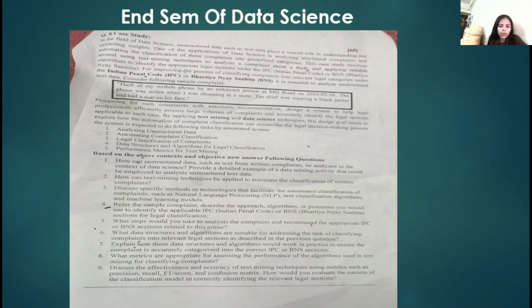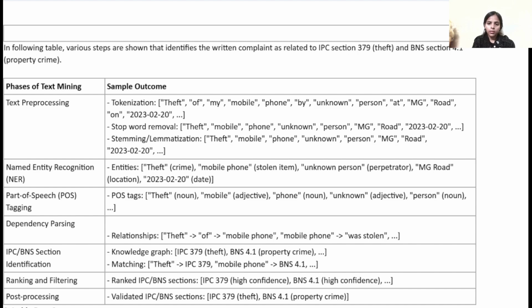Now the next question is 5, where we will discuss what steps you would take to analyze the complaint and recommend the appropriate IPC or BNS section related to this crime. Now let's see the answer of this question. This is the process to identify the written complaint as related to IPC section 379 theft and BNS section 4.1 for property crime.